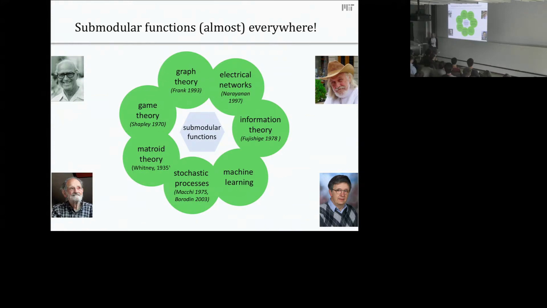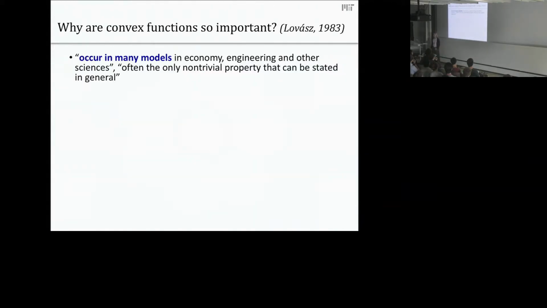Okay, so why do we care about submodularity so much? To motivate this a bit more, let me show you one quote from a paper by Laszlo Lovász. He was first thinking about why convex functions are so important in optimization. This was in '83, but it essentially still holds. Why have they played such a big role? He mentioned a few points. One was that they occur in many different places. And often, if you look at these different applications, convexity is the only unifying non-trivial property that holds for all of them. So it's very frequent.